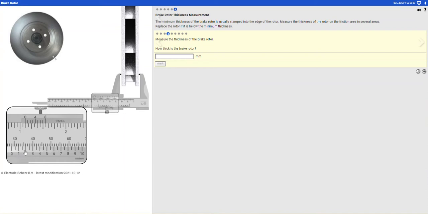And in our example, it looks like this. 0.25 is going to match up perfectly. So we have a total thickness of 28.25 on this brake rotor.